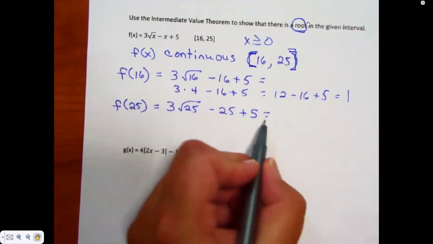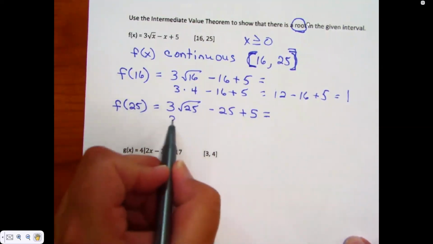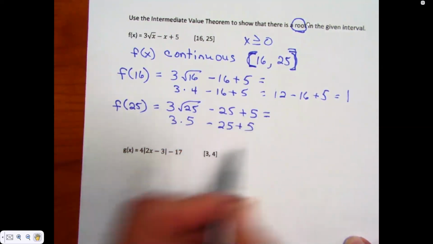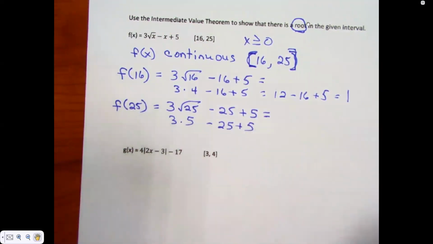Good. Okay, so that gives us what? 3 times 15 minus 25 plus 5. So 15 minus 25 plus 5 should take us to -5.